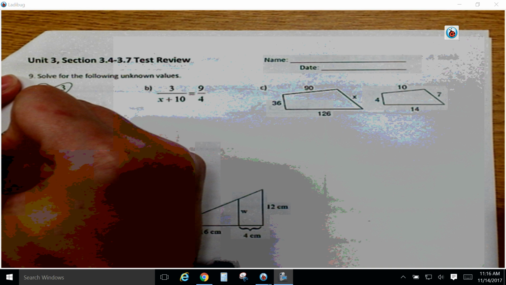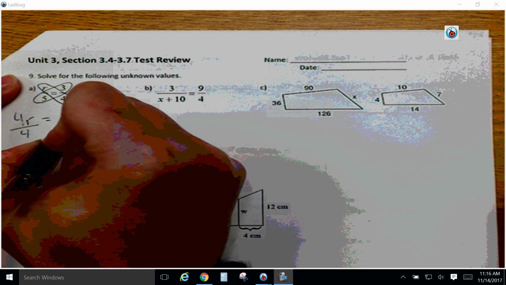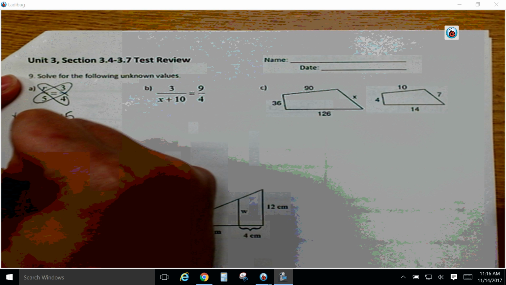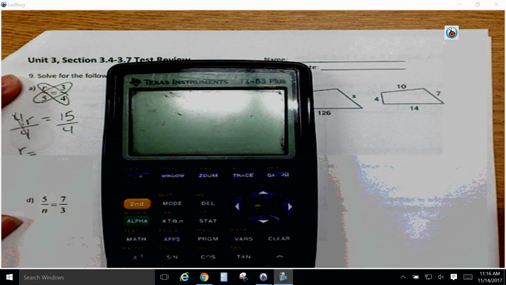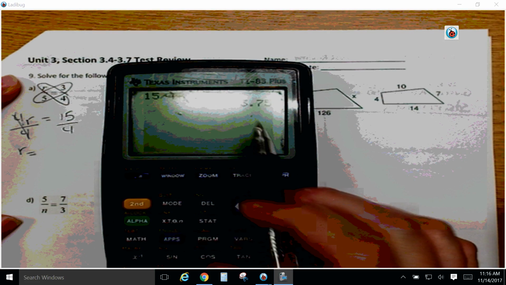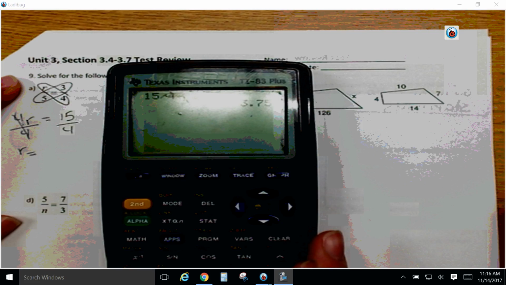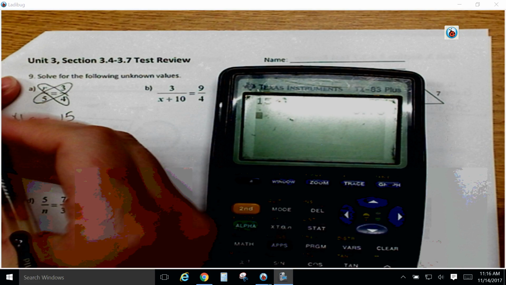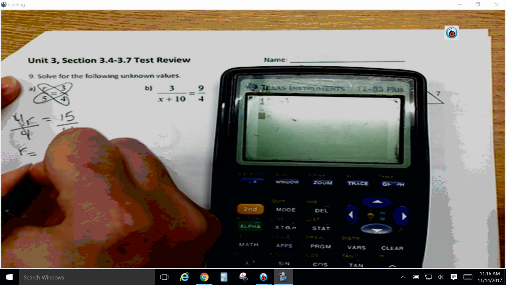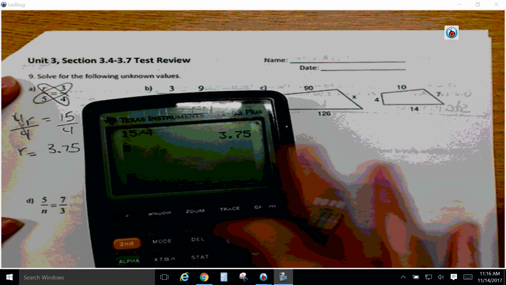I'm going to divide both sides by 4. This leaves me with R, and 15 divided by 4 is not going to be a whole number. It is going to be 3.75. Since it's a terminating decimal, it's okay to simply write 3.75. If you had a big long decimal, you wouldn't want to do that.